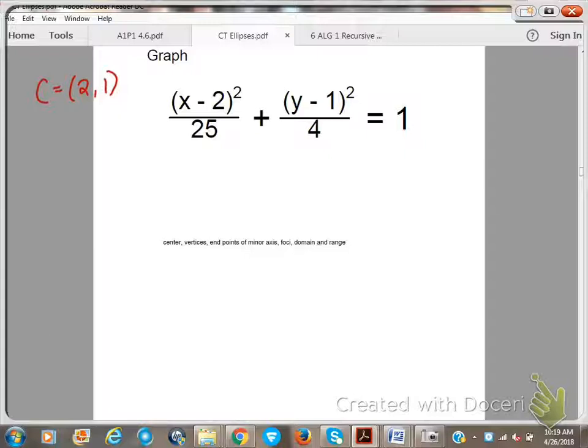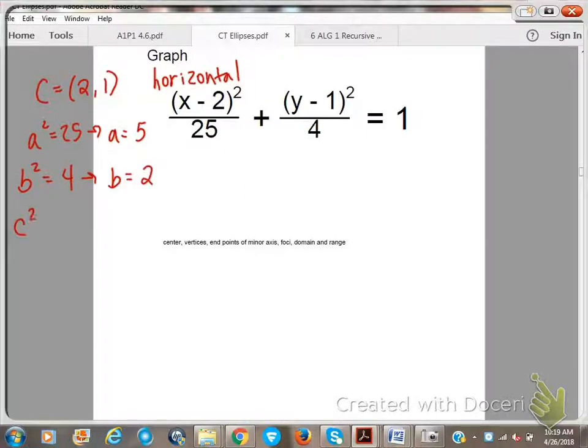Now, Ethan, is this going to be a horizontal or a vertical ellipse? Good. How did you know? Okay, so if a squared is 25, what's our a value? 5. Yep. So that means b squared is 4, so b is going to equal 2. Good. Now, Tiffany, what would c squared be? 21. So then what is our c value? Good. All right. Everybody okay with what we got there?